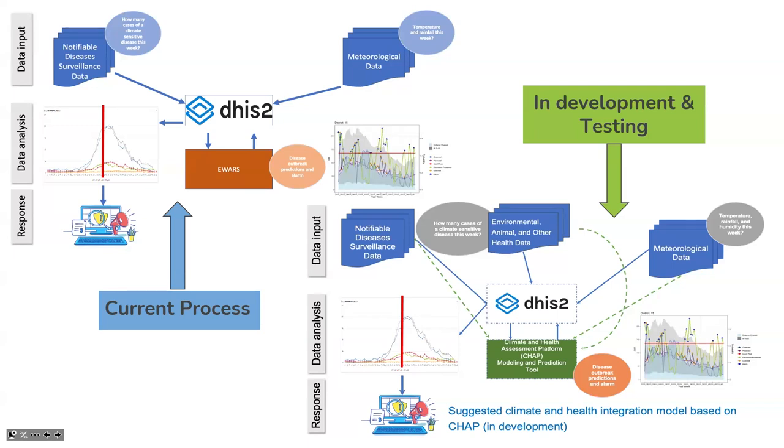Now with the University of Oslo CHAP, which you're going to hear more about, we can try to not only include the data from the local weather station, but also from ERA5, where it all goes to CHAP. So we don't have to put everything inside DHIS2, and we can try to push only the prediction, and only for those particular diseases which we can use for early warning.